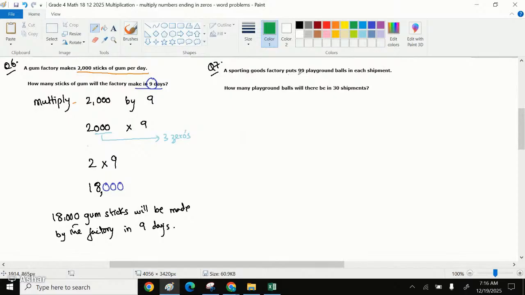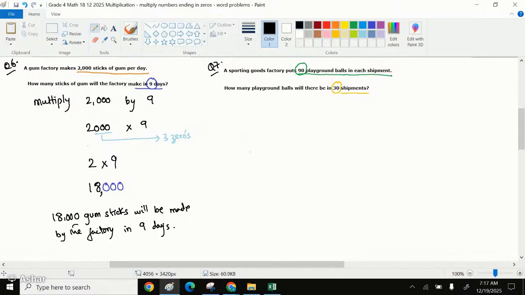So the question says that a sporting goods factory puts 90 playground balls in each shipment, right? There are 90 balls in each shipment. How many playground balls will be there in 30 shipments? One shipment has 90, then 30 will have 30 multiplied by 90. So what we do is we write multiply 30 by 90, right? So let's multiply.